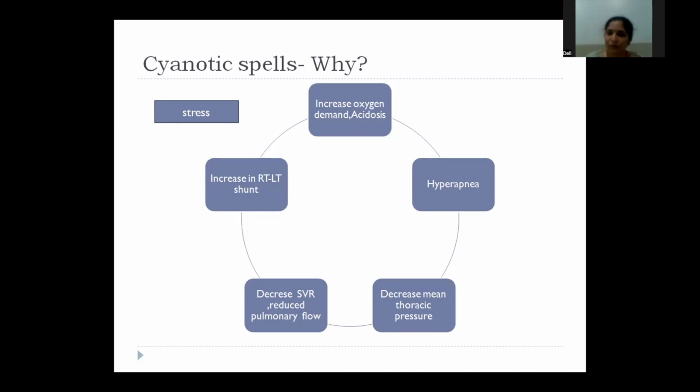So we have to stop these cyanotic spells. We have a lot of measures to treat these cyanotic spells, but the body also has an adaptive mechanism. These babies at home, when they have cyanotic spells, on their own do the squatting position, and by the squatting position there is an increase in SVR. As SVR increases, the shunting of blood from the right side to the left side decreases, and so the patient gets relieved. So you should ask the mother about the episodes of squatting. It will tell us about the severity of the obstruction.